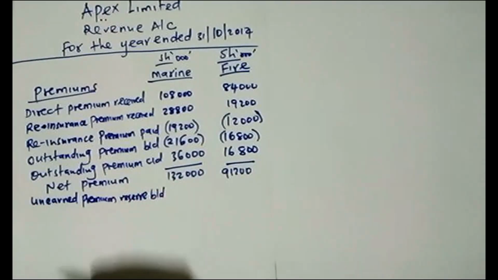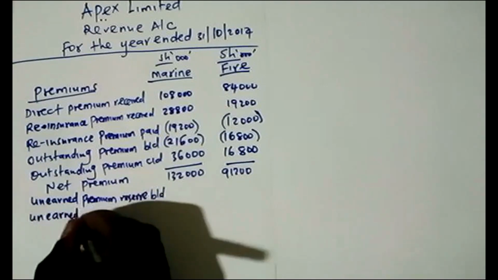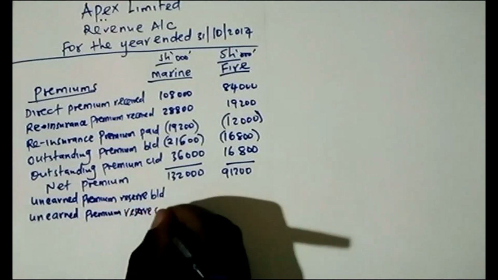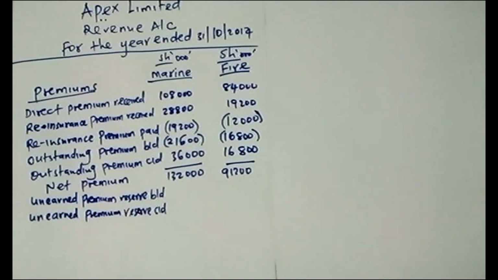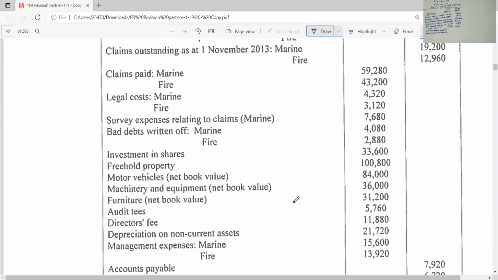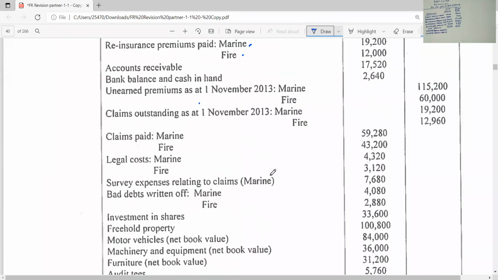So the one for brought down, and we have the unearned premium reserve, balance carried down. So what about the brought down? Sometimes they can call it an unexpired risk. So the premiums for the unexpired risk, that is some of the words they can mention again. The one for brought down, the unearned premium, was given here: unearned premium, first November 2013. So we have 115,200 shillings, and we have 60,000.